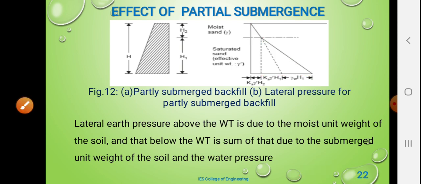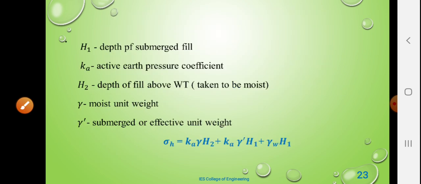So, sigma h, that means earth pressure, equals Ka gamma h2 plus Ka gamma dash h1 plus gamma W h1. Here h1 is the depth of submerged fill and h2 is the depth of fill above the water table.